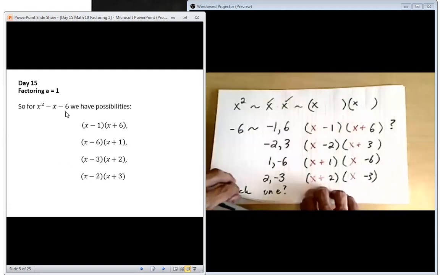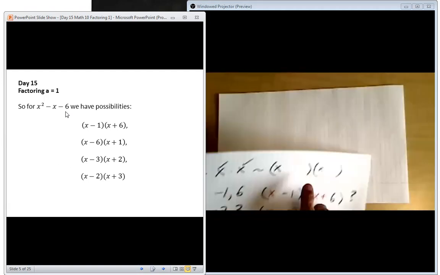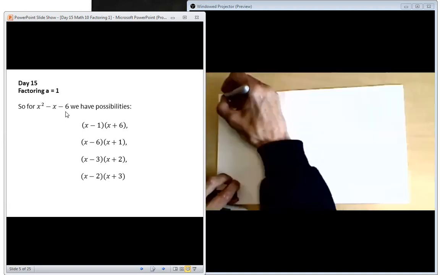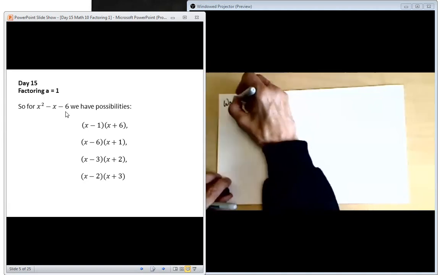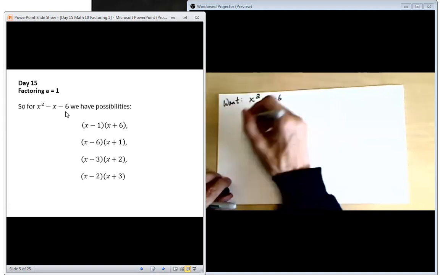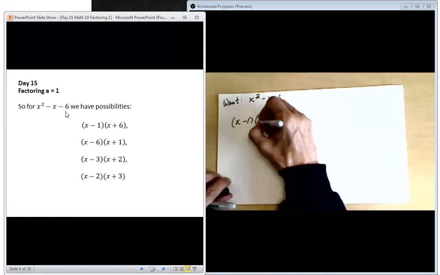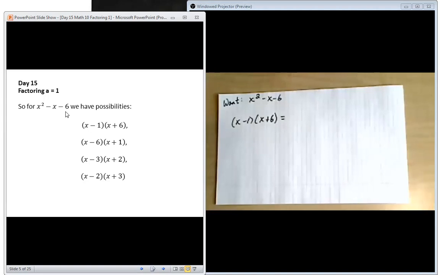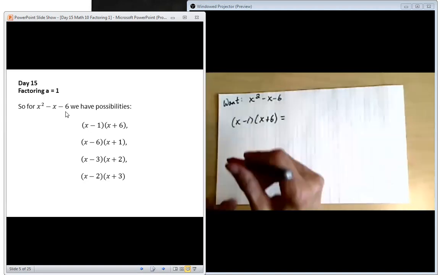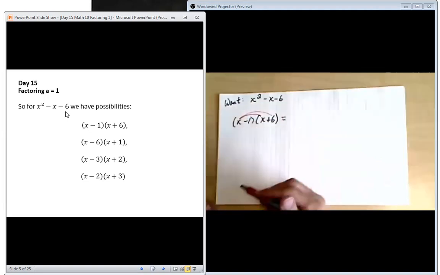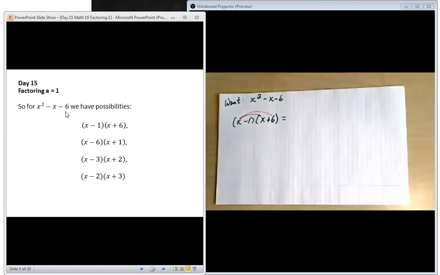From class says they're all the same. Okay, so let's check then. We want x squared minus x minus 6. And our first option is x minus 1 times x plus 6, right? All right, so doing the rainbow, we'll take a look. What do we get? x squared, nice.